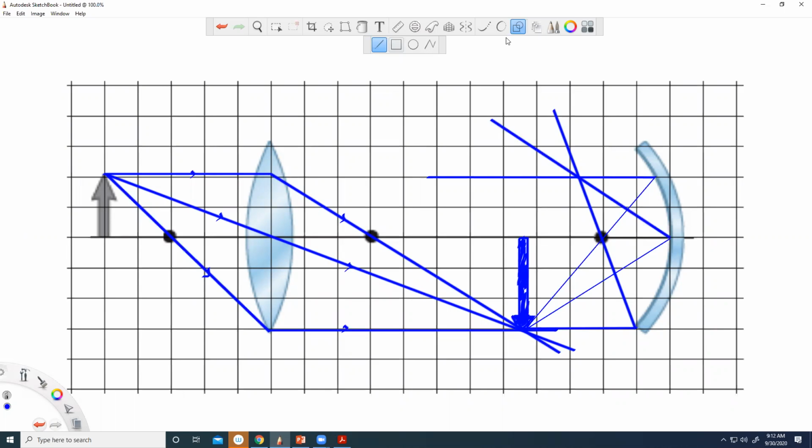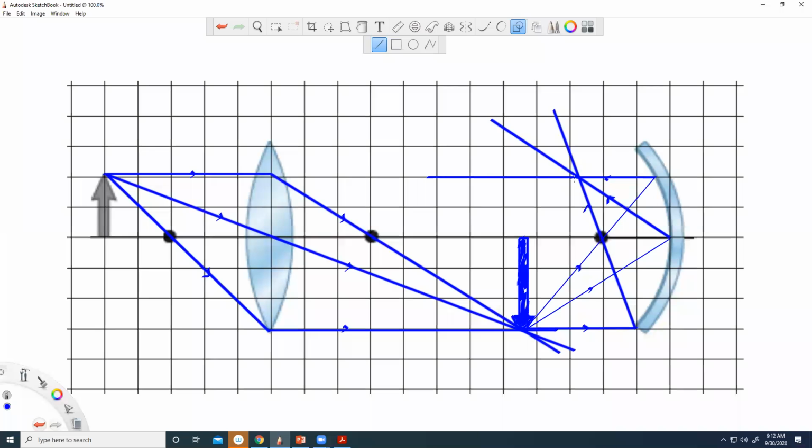Okay, so you draw arrows to show the directions. So that's the incident rays, and these are the reflected rays. So there's refraction on this part and reflection on this part. So the rays intersect here. That means the image is formed at that point.